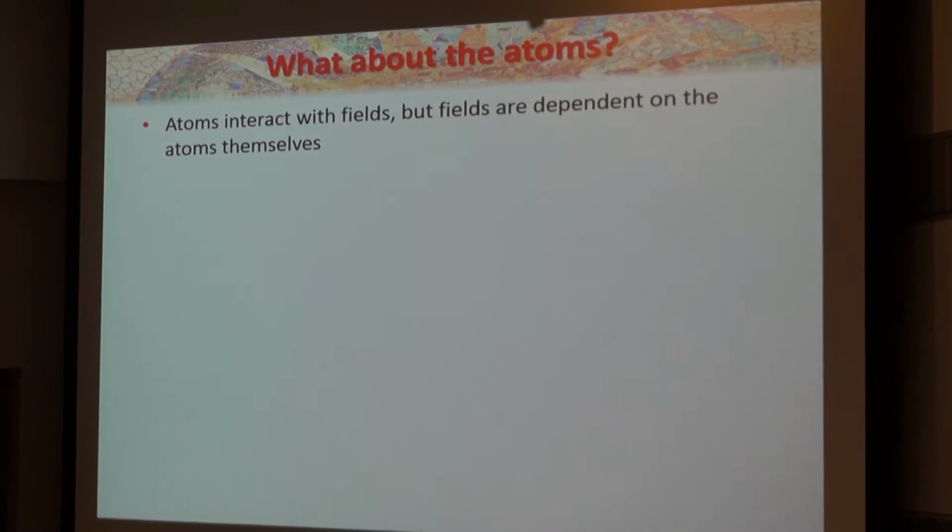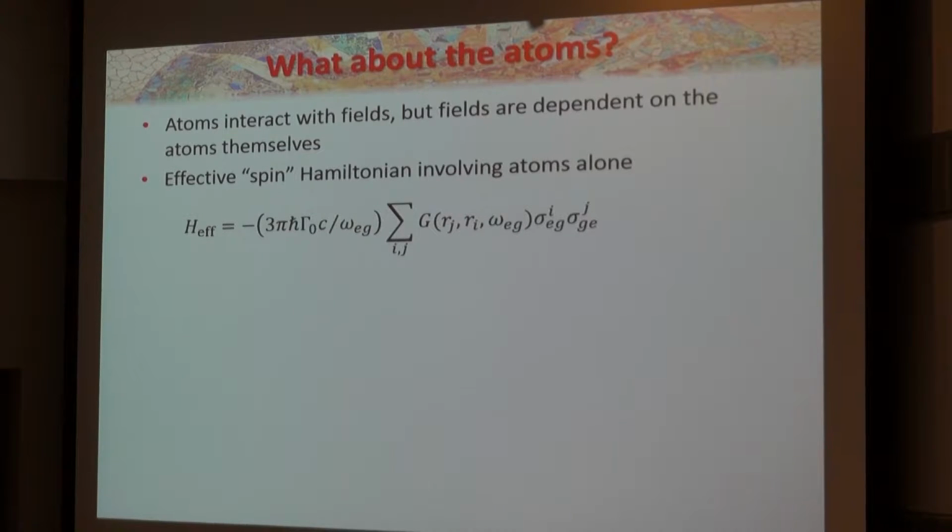So what about the atoms? We know the atoms interact with the fields. We can write down a Heisenberg equation that expresses that. But then the fields are not independent. The fields just depend on the atoms themselves. And so the equations that you write down for the atoms, in the end, are only going to evolve atomic degrees of freedom. So from that set of equations, I can back out an effective Hamiltonian that describes how atoms interact with each other as they exchange light, but again only involves atomic degrees of freedom. This is going to look like a quantum spin Hamiltonian.